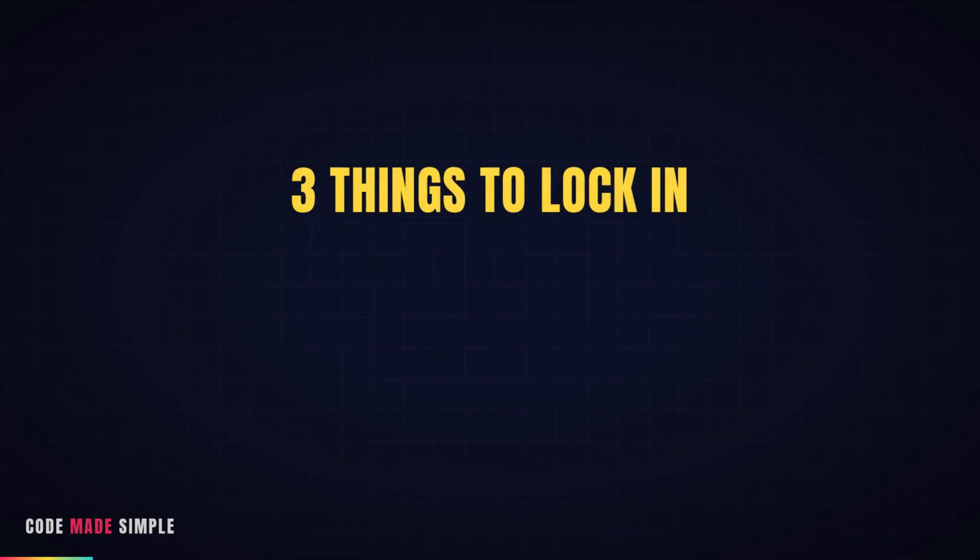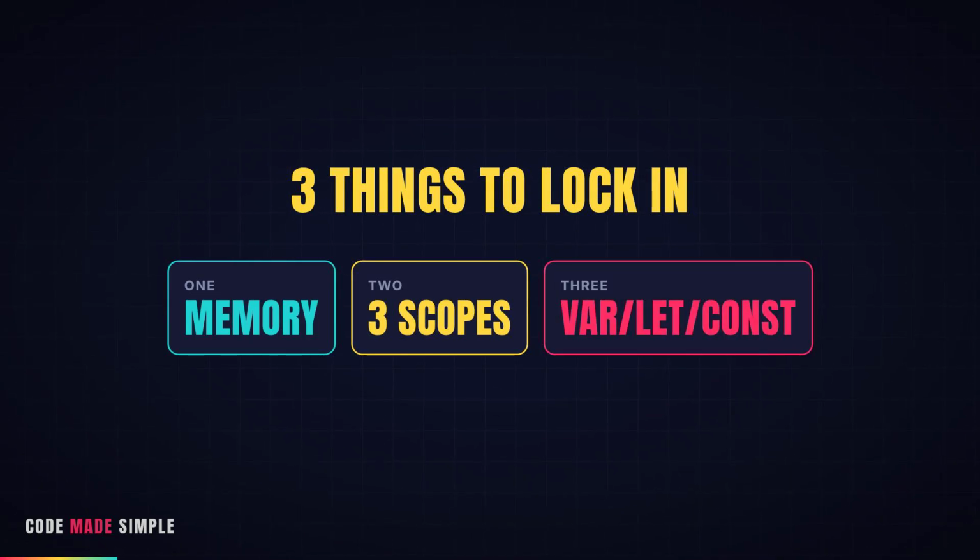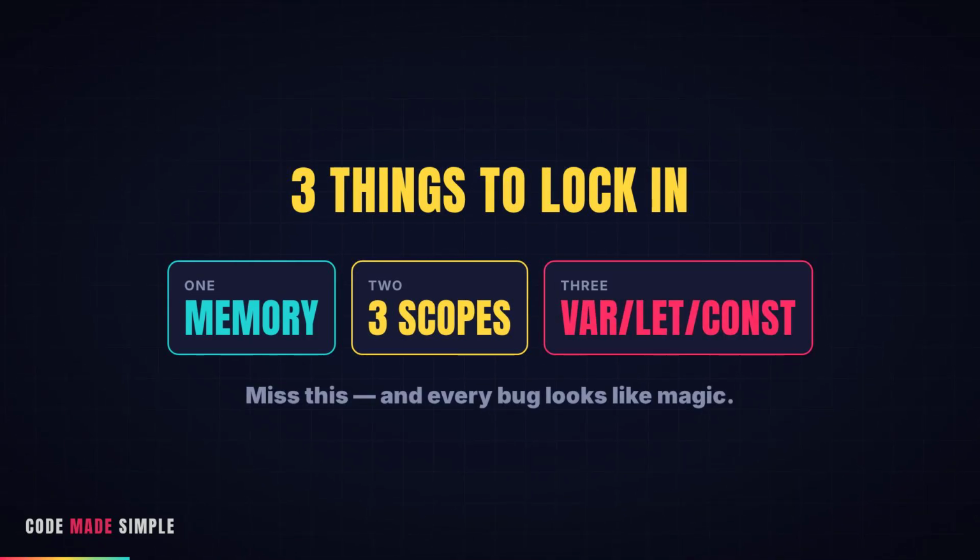3 things to lock in. 1. How JavaScript hands out memory. 2. The 3 types of scope: global, local, and block. 3. When to use var, let, and const. Miss this, and every bug looks like magic.